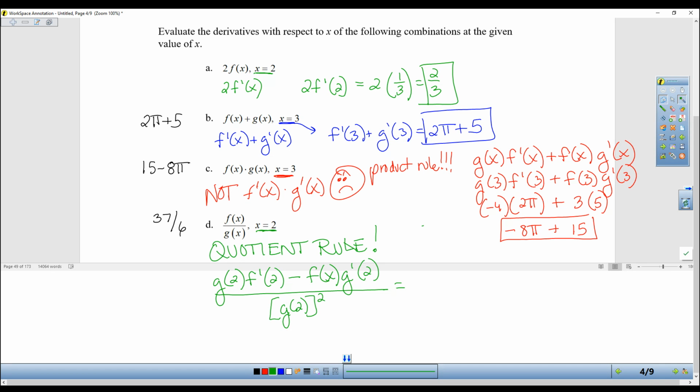Again, I need to fill these in. So g of 2 is 2. F prime of 2 is 1/3. F of 2 is 8. G prime of 2 is -3. G of 2 is 2. And by the way, these don't cancel. You have a g of 2 on top and a g of 2 on bottom, but this is stuck in this term. You can only cancel factors, not terms. So this gives me 2/3.